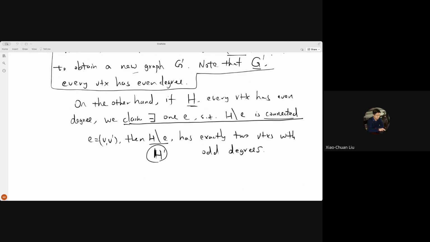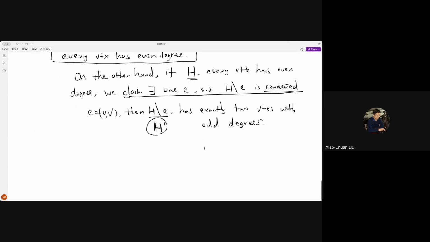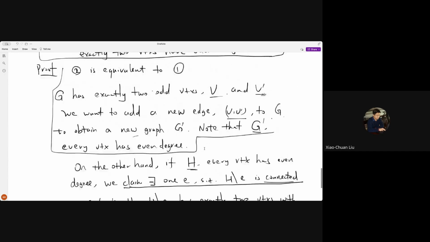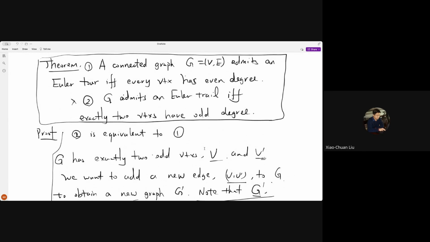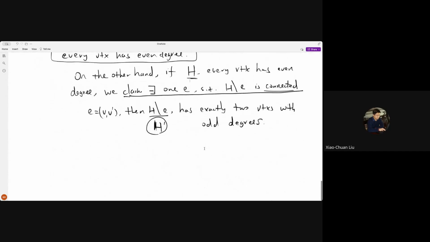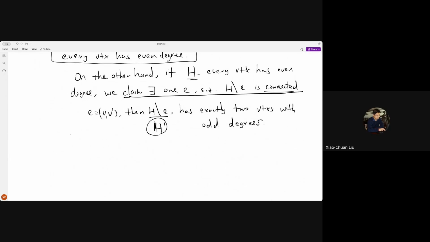Okay, great. So after this we see that the two statements are equivalent, and then we start to prove. So let's prove only 2 then. We only prove point 2, the statement for Euler trail.